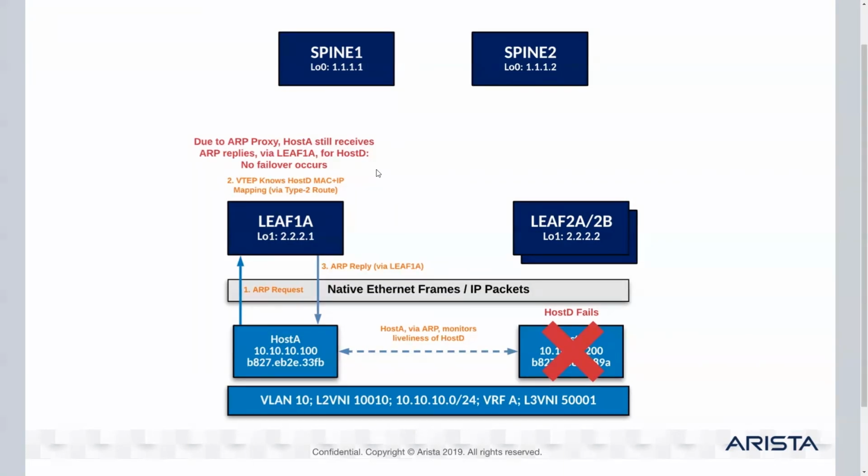So host A is still going to say, hey, is D still alive? And leaf 1A is going to say, you know what? It sure is. Which we all know here is not the case. So this could severely impact failover operations. So in some cases, we may want to provide an exception to the ARP proxy / ARP suppression functionality. And in order to do that, let's go ahead and do that.